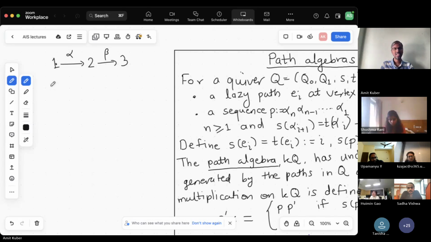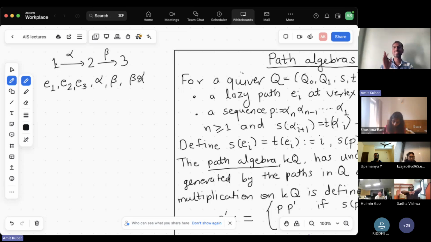First are the lazy paths. So I'm going to label them E1, E2, and E3. And then? Between vertex 1 and 2. Okay, what is the name? Alpha is right. The second one, then beta. And then the last one. I don't know the order. Is it alpha beta or beta alpha? So I'm going to write it as beta alpha. So this is the only 2 length path in this.